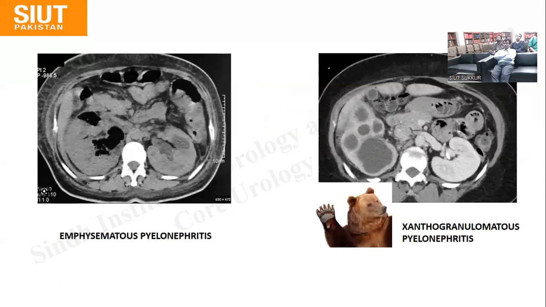In the left image again, we can see gas inside the kidney reaching up to the parenchyma, as grade 2 emphysematous pyelonephritis. This classification was given by Wan and Ling. Similarly, in the right picture, we can see a grossly dilated collecting system with very thin, irregular cortex. This gives the appearance of the typical bear paw sign, which is seen in xanthogranulomatous pyelonephritis.